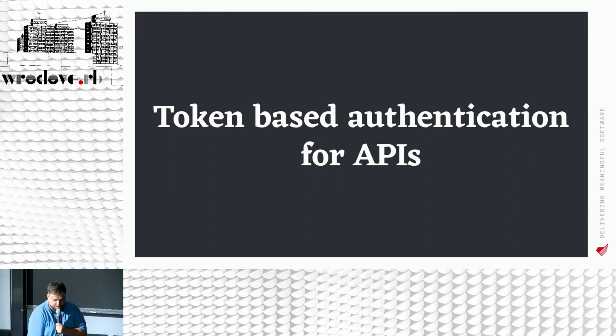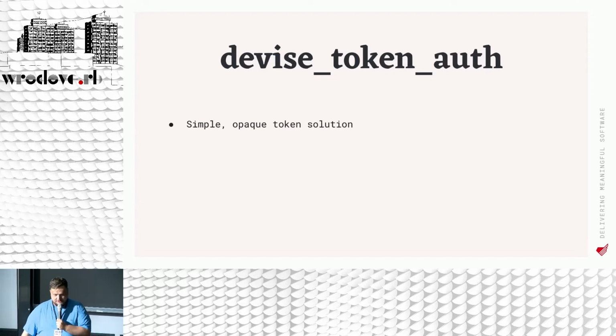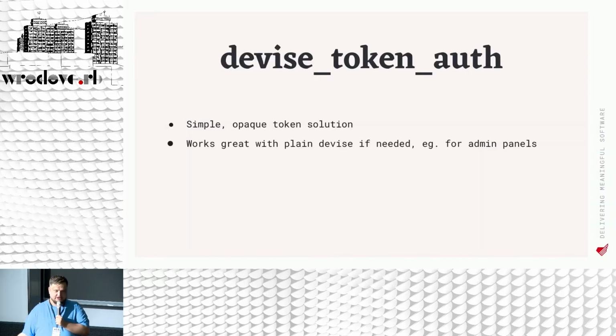But I promise you that we'll talk a bit about token-based authentication for APIs. And I have a rule in my projects: don't do security if you don't need it. So use Devise Token Auth if you need to do tokens for your application. It's a simple opaque token solution. No JWTs here. You don't need more crypto if you don't need it. Works great with plain Devise, because you still maybe need to have an admin panel in views or whatever.